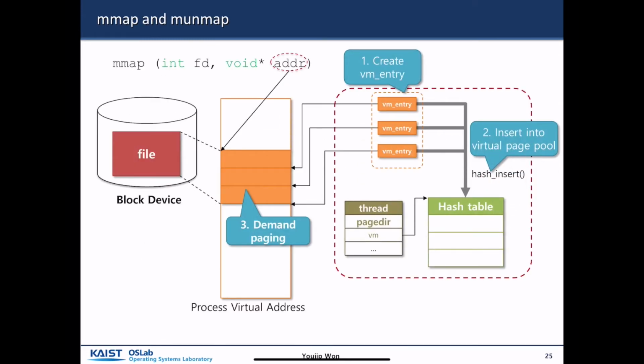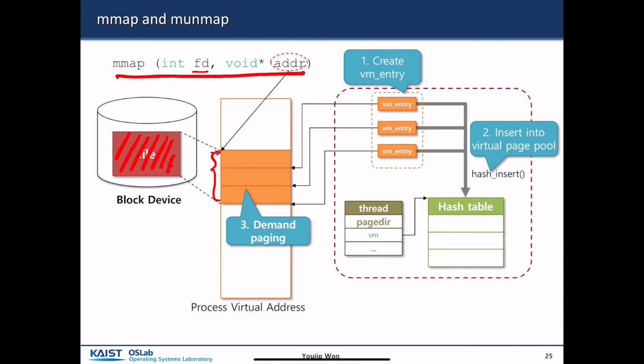So this is a more detailed description of the mmap function. The first parameter is the file descriptor, and the second parameter is the address in the virtual address space where the application wants to bind the file. So this is the address. If you call this function, then this file is loaded into this region.